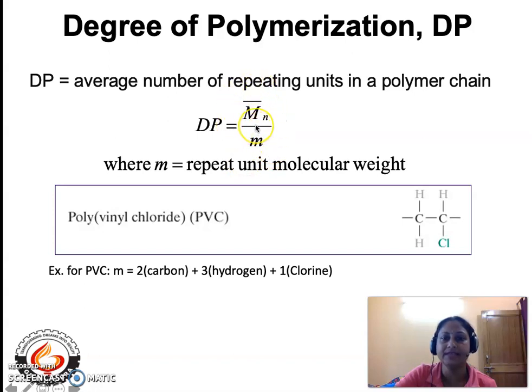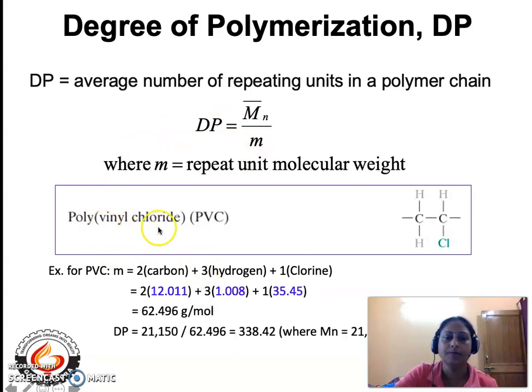Whereas the capital M stands for the molecular weight of the polymer, the small m stands for the molecular weight of the monomer. Now let us take the example of a PVC molecule. Here the monomeric unit is CH2CHCl and its molecular weight is 62.496 grams per mole, whereas the molecular weight of the PVC molecule is 21,150. So what is the dP of the PVC? It is 21,150 divided by 62.496, using this formula, and it comes out to be 338.42.